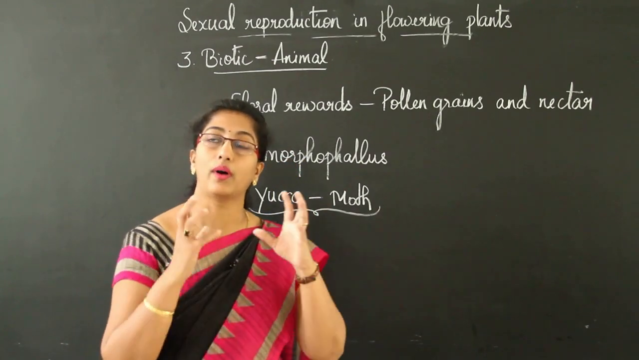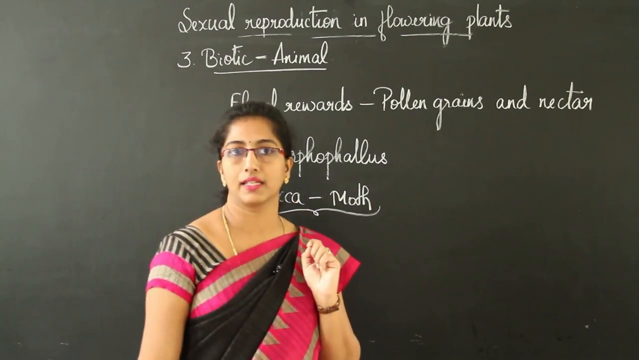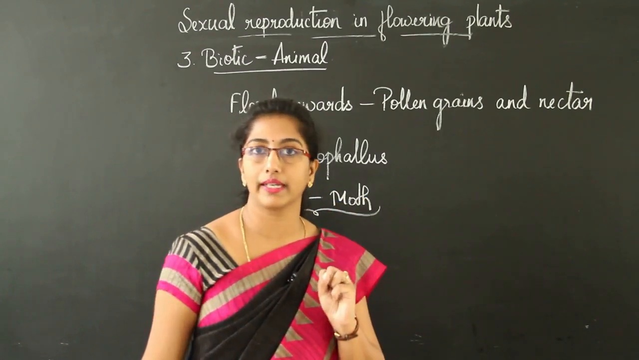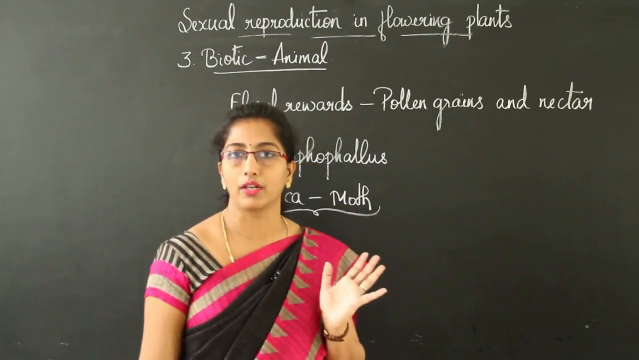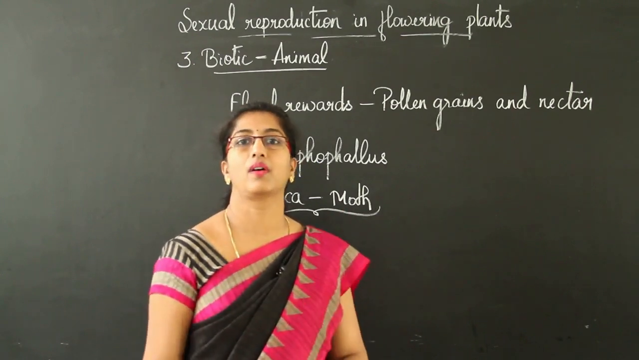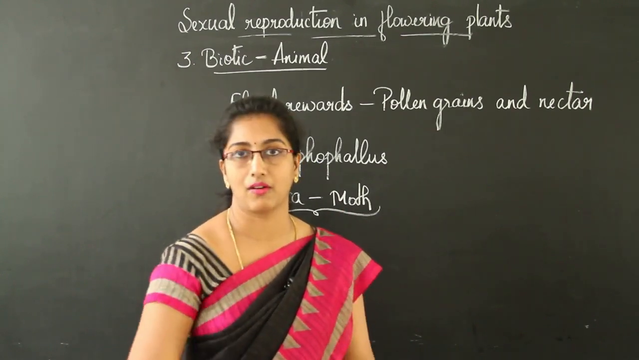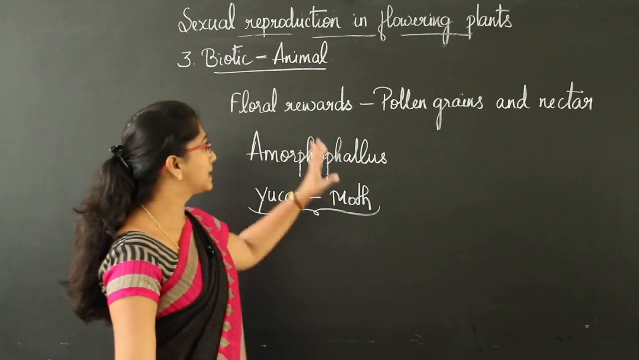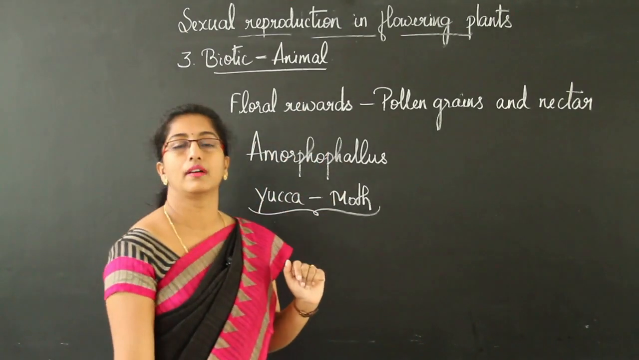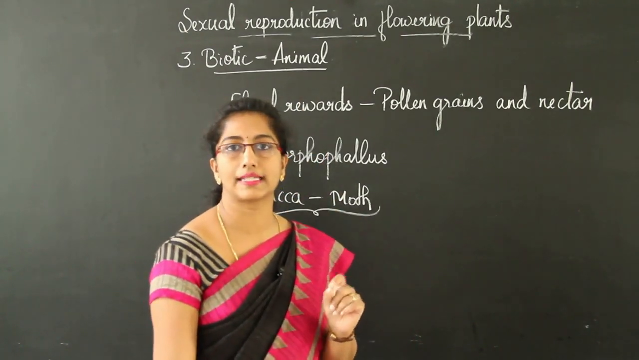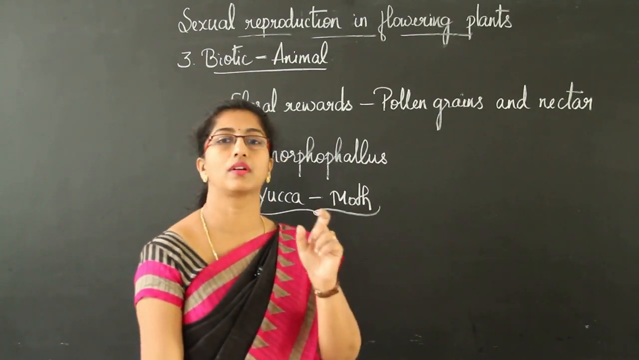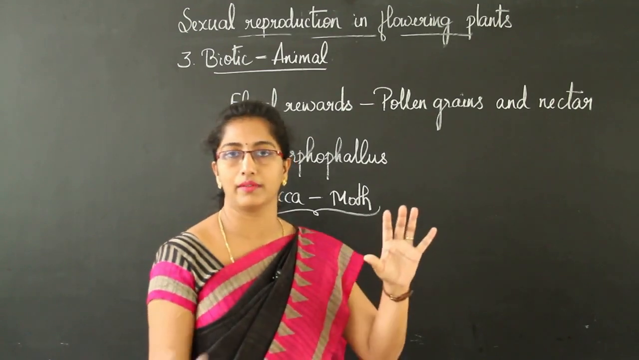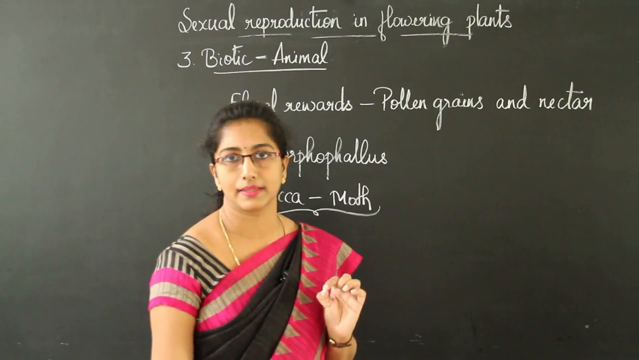There is one more thing: some insects enter the flower, eat the pollen grains and have the nectar, but do not bring about pollination. Those organisms we call pollen robbers or nectar robbers. We do find that type of insects also, but these are all the points you need to remember. This can also be asked as a short note: write a short note on animal pollination or on wind pollination. So you need to cover all of this.